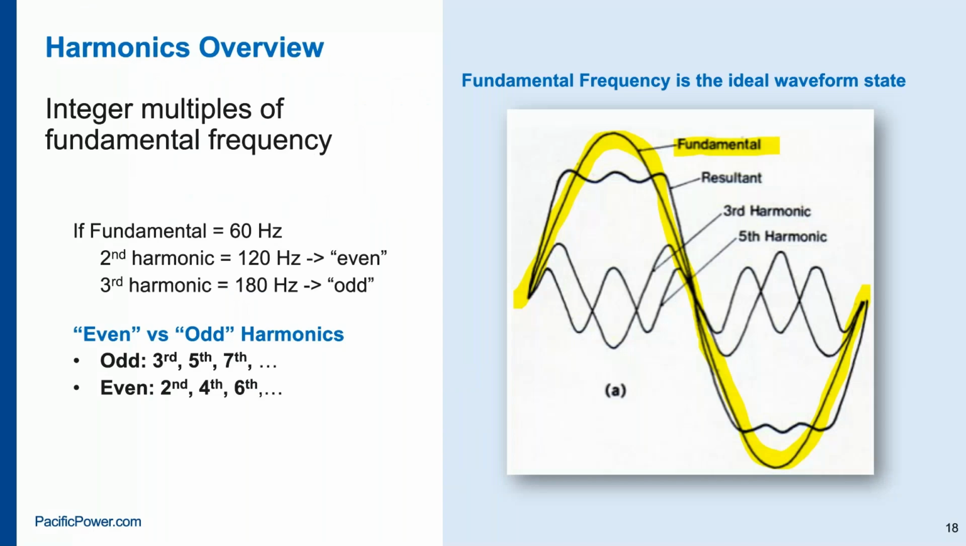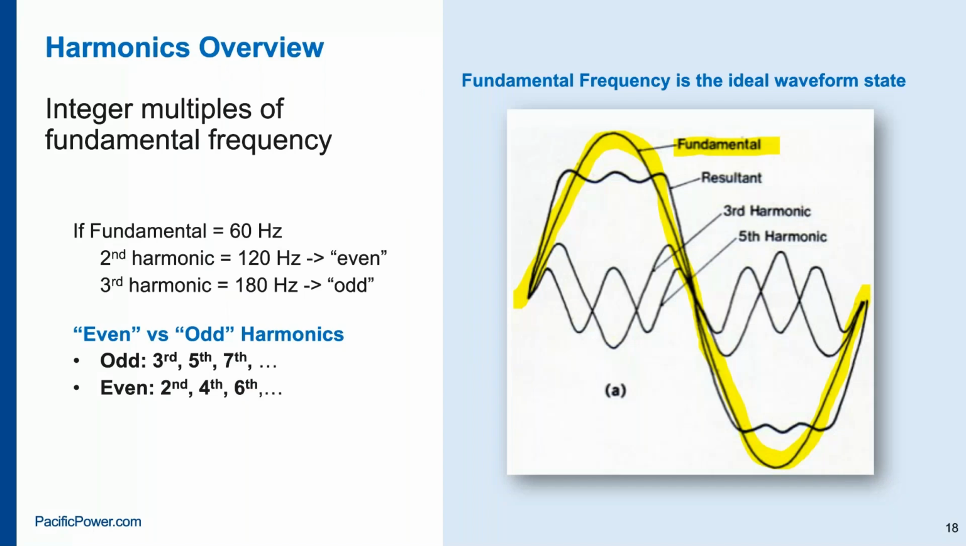So an overview of harmonics. This is probably a refresher for many people, but it's good to have a refresher every once in a while. So essentially what harmonics are is integer multiples of your fundamental frequency, right? So for example, if your fundamental is 60 hertz, then your second harmonic would be at 120 hertz, and your third harmonic would be at 180 hertz. And these are normally known as even or odd. So the second, fourth, or sixth would be your even harmonics, and then odd harmonics would be known as the third, fifth, seventh, and so on and so forth.